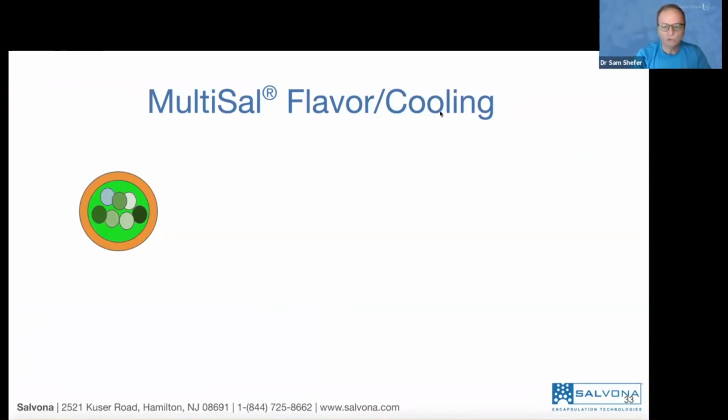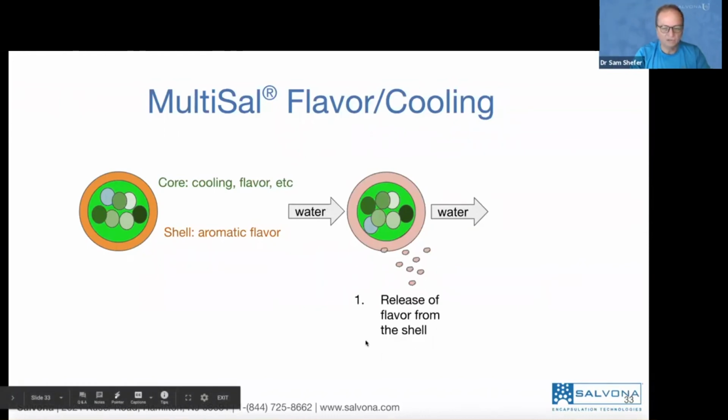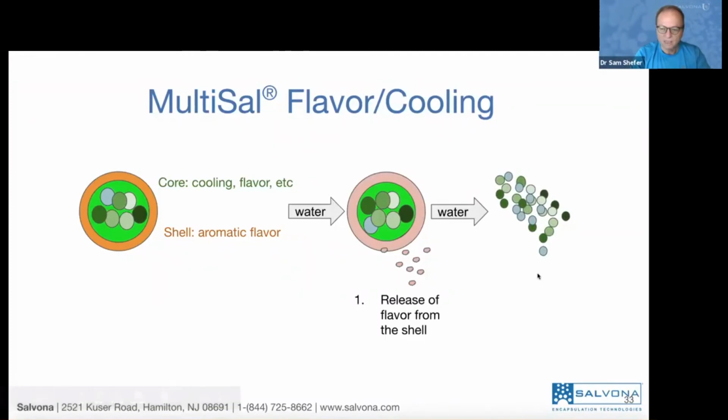So this is a flavor cooling technology. What does it mean? This is the structure of the MultiSal. Inside you see the different spheres and the shell, okay? The core has ingredients that contribute the cooling sensation. The shell is a flavor. When you put it on your lips and expose it to water, the water will break down the shell, so you get a lot of the flavor coming out. You add more water, then you break it totally, and the cooling ingredients come out. And then you have the cooling.